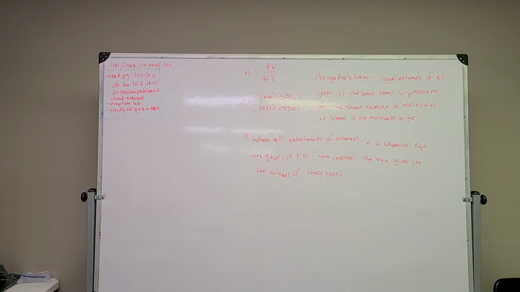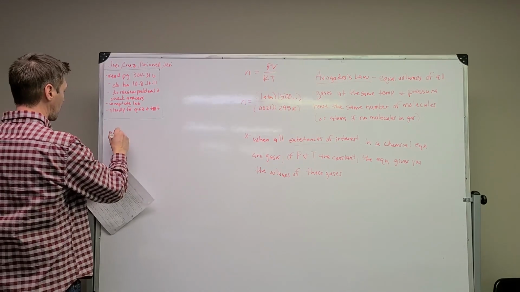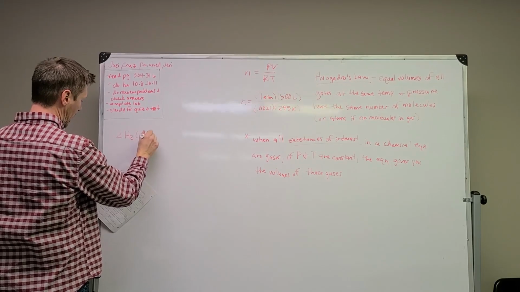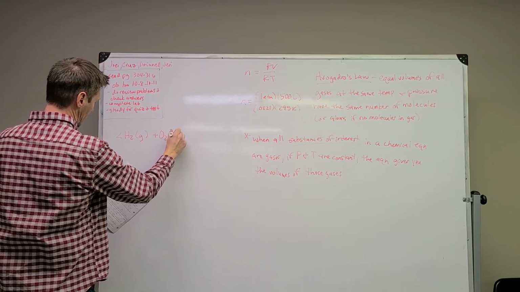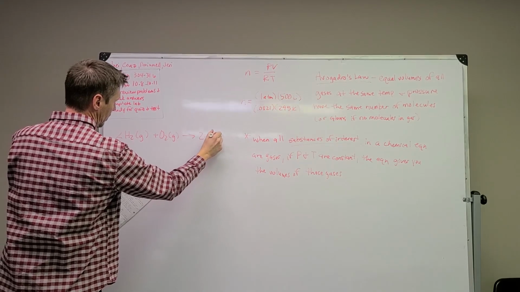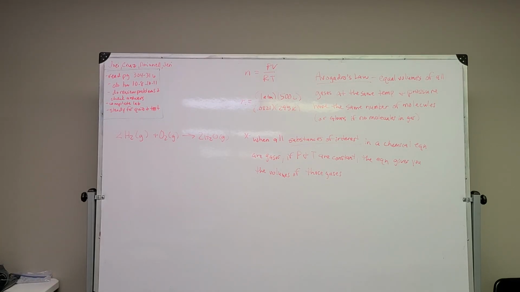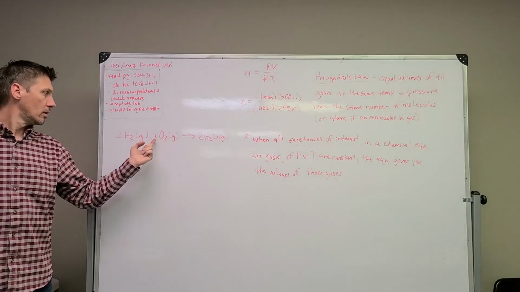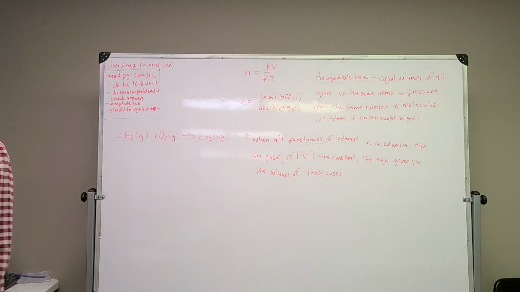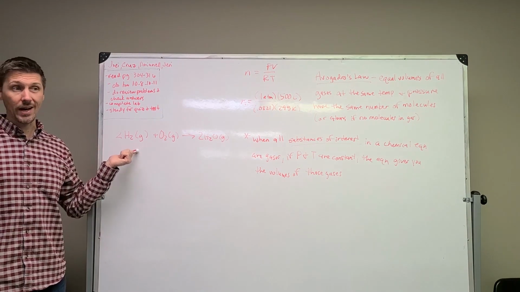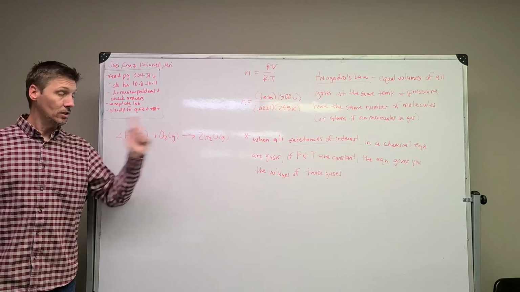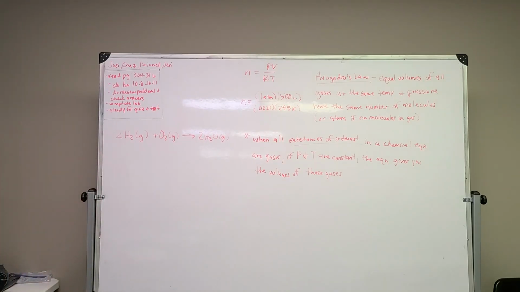So what that means is this. What bearing does that have on working with chemical equations? Well, if we have a chemical equation like 2H2, which is a gas, plus O2, a gas, yields 2H2O as a gas, the numbers in front of each of the compounds represent the number of what? Moles. So we would read this equation as 2 moles of hydrogen gas plus 1 mole of oxygen gas yields 2 moles of H2O gas.